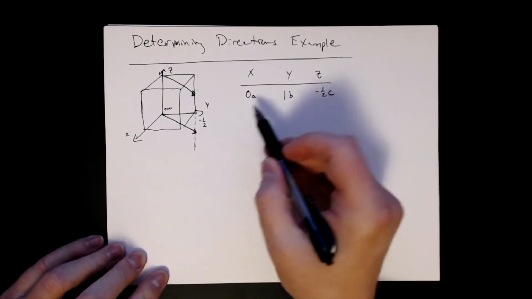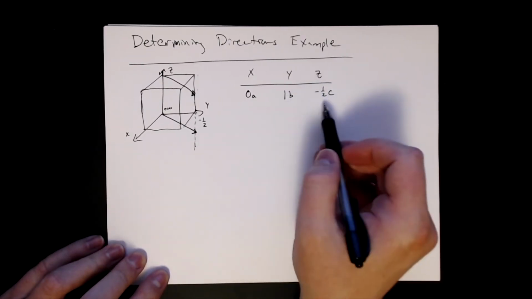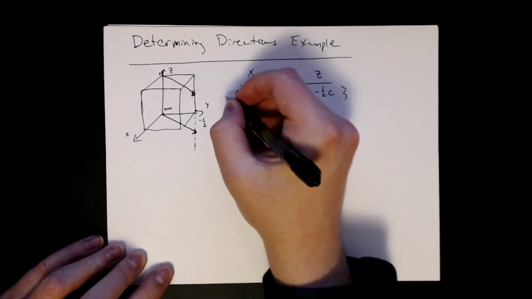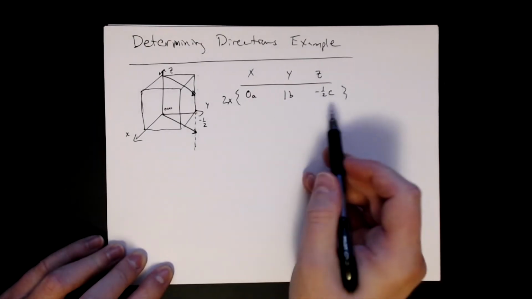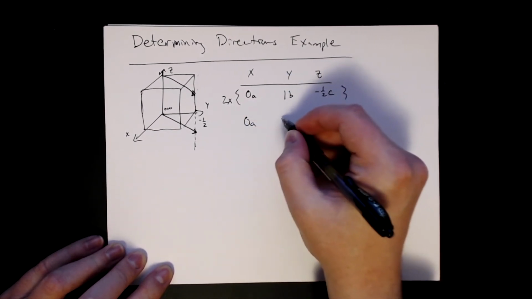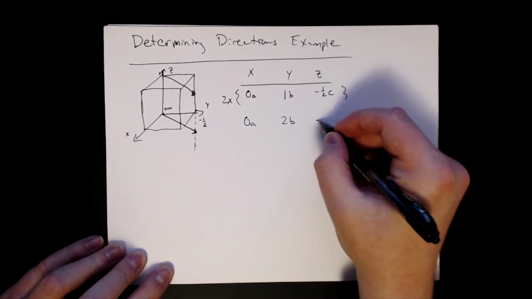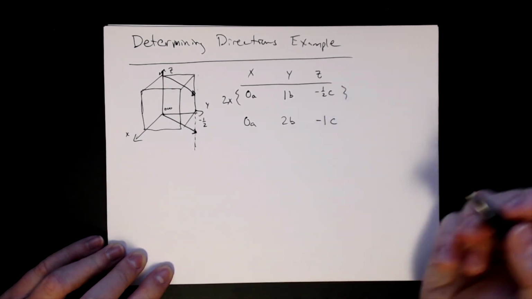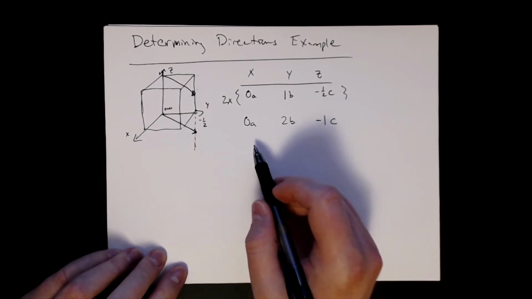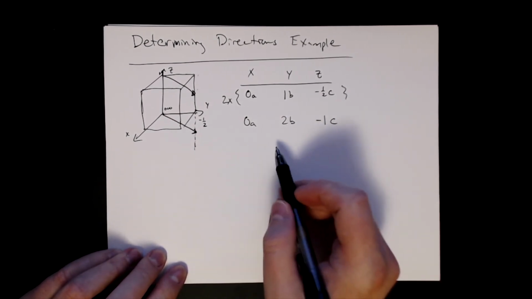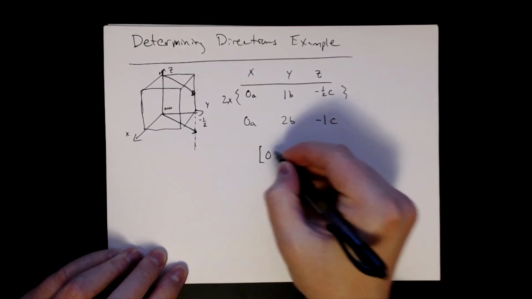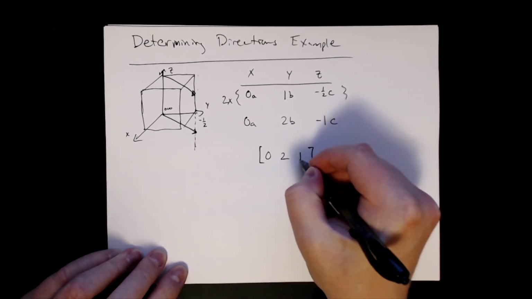All right, so again, just like we saw in the previous example, we have a fraction. So we're going to have to multiply as our next step by 2 to get to the smallest integers. So we have 0a, 2b, and this is going to be -1c. Now we've got the smallest integers possible, so we need to encapsulate it with square brackets and put the 0, 2, and 1.